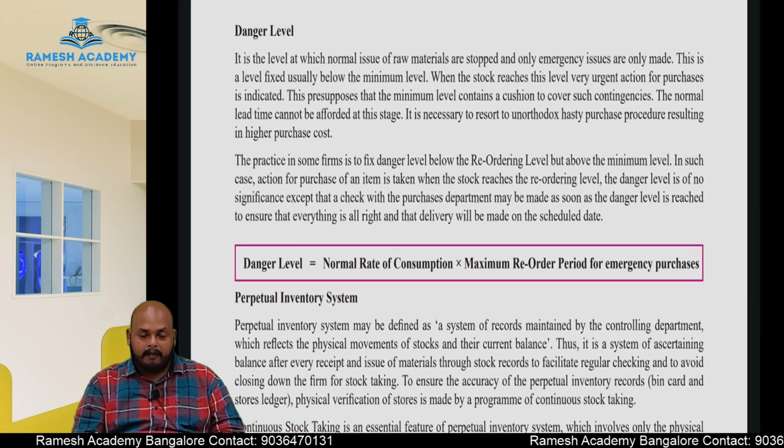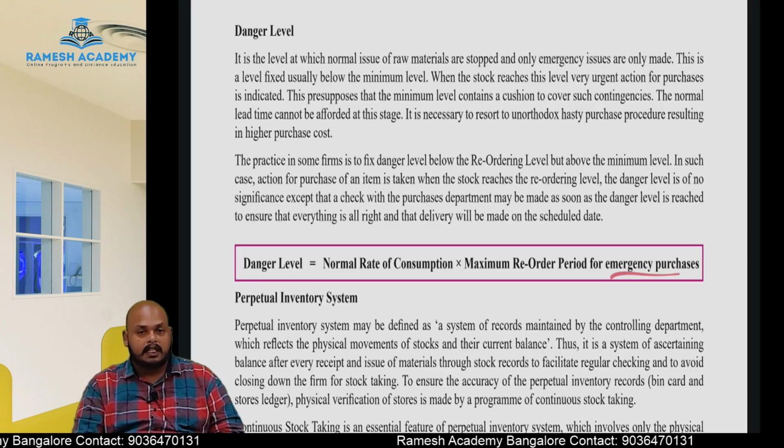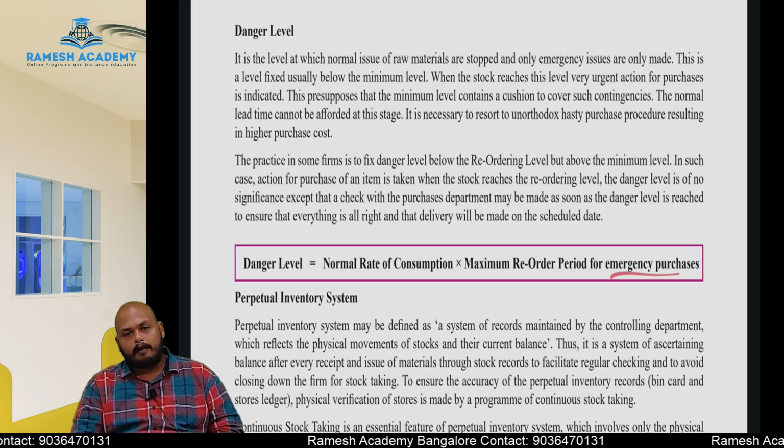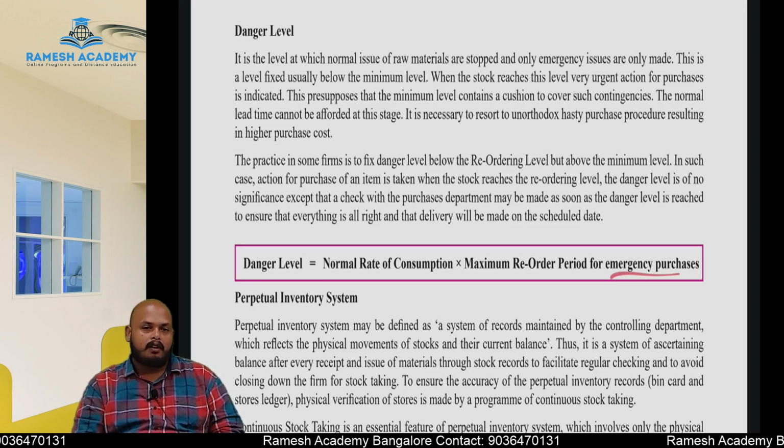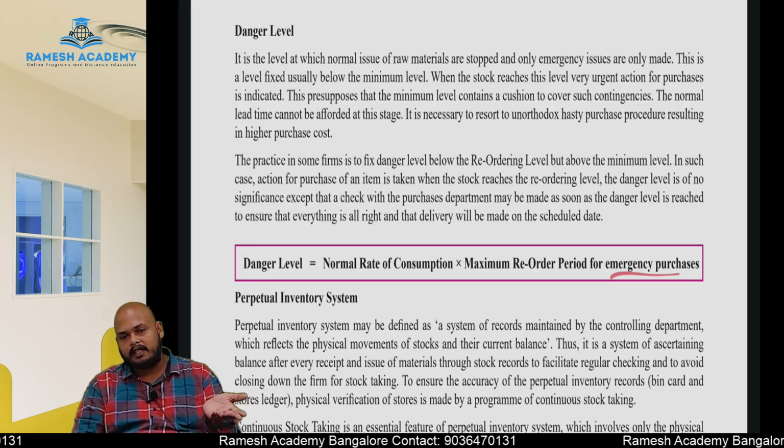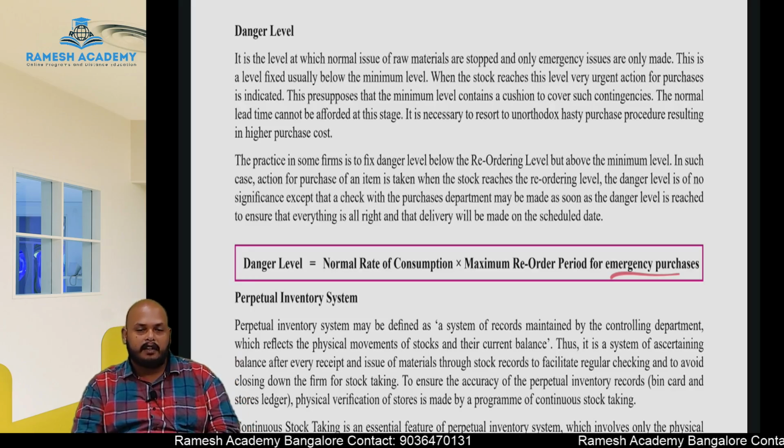Next, danger level. Danger level is equal to average rate of consumption into maximum reorder period for emergency purchase. This is the formula for danger level. Next, one more formula. Average stock level. Average stock level is nothing but minimum stock level plus maximum stock level divided by 2. That is the formula for average stock level.